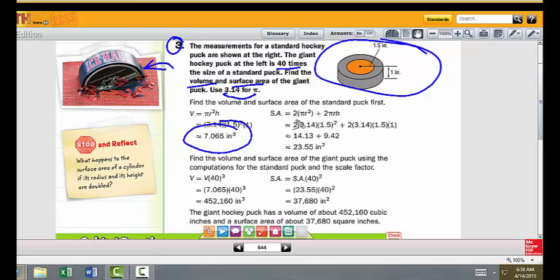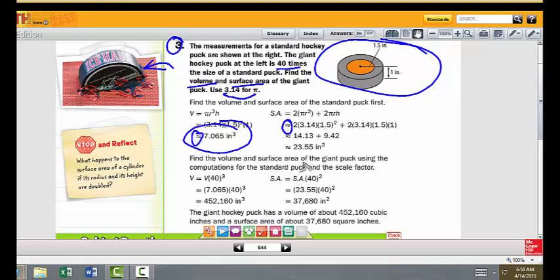For surface area, remember the formula is 2 pi r squared plus 2 pi r h. So it's a matter of recognizing the radius and the height in the diagram and plugging them into the formula. So we have 2 times pi times 1.5 squared, the radius, plus 2 times pi again times the radius of 1.5 times the height. Do the math, and we get 14 and 13/100ths plus 9 and 42/100ths, and that's 23 and 55/100ths. Notice that we're using the approximate.